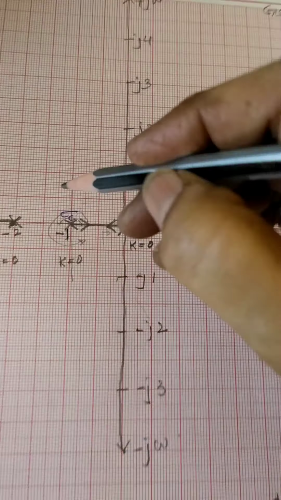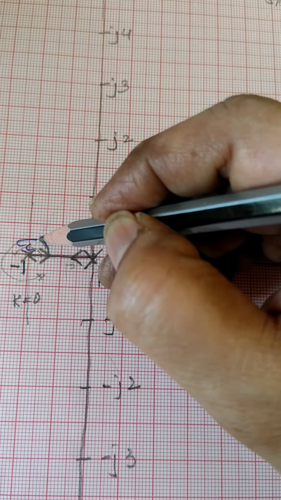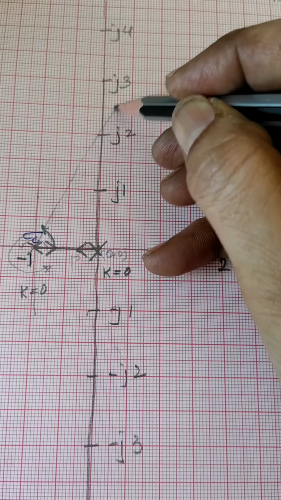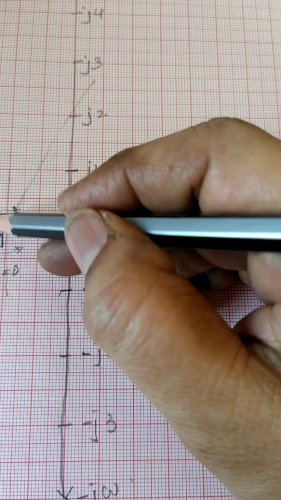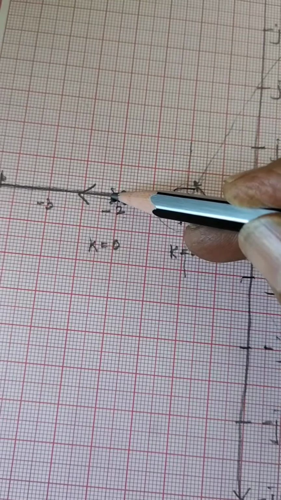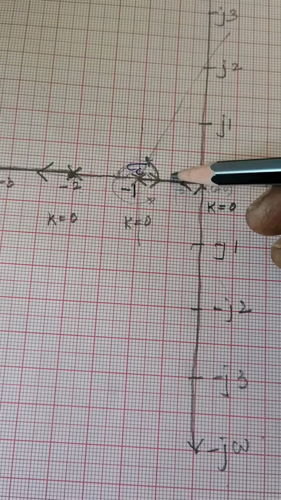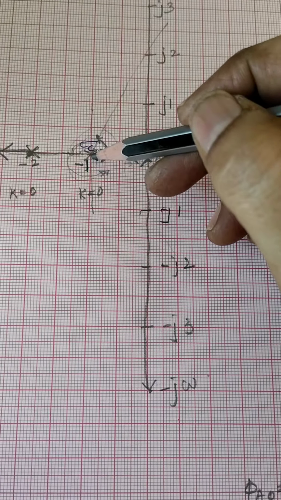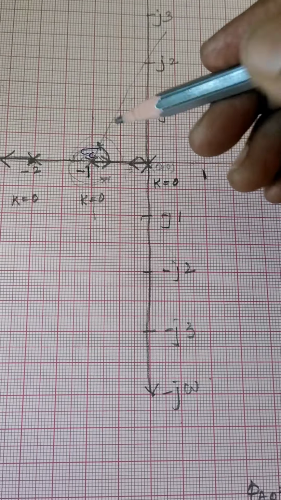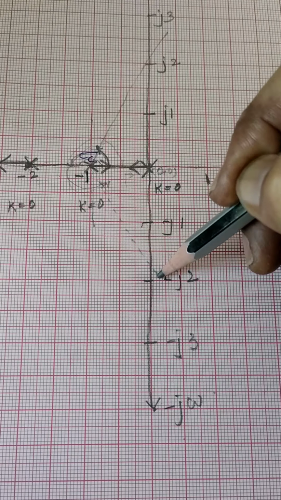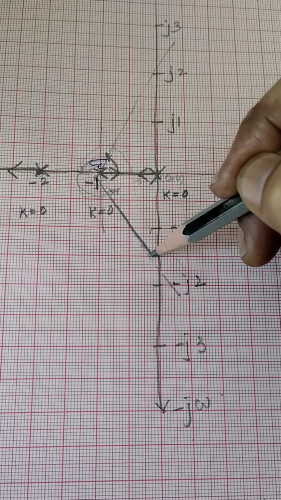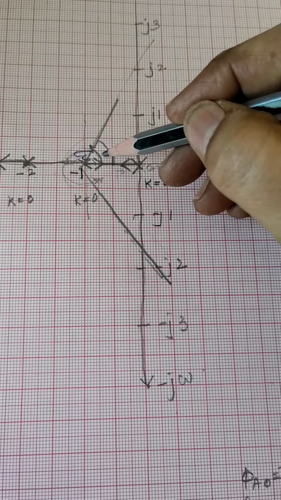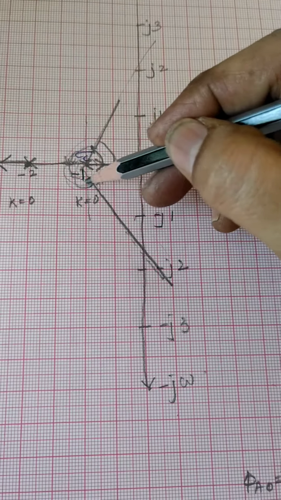So I will measure 60 degrees from here. This will be my point. From the centroid you join by a straight line. Then from here you measure 180 degrees. This is another asymptote, the 180 degrees asymptote. From here you measure 300 degrees and you draw that line. So it will be somewhere here. This is your 300 degrees line. So the 60 degrees line, the 180 degrees line, and the 300 degrees line.